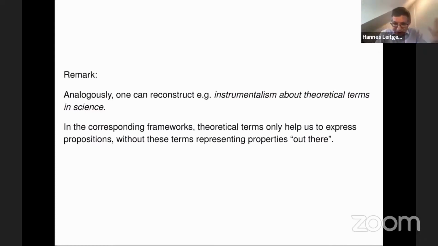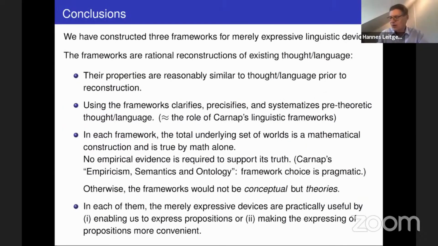But in the same way as with the necessity operator, I can now give you a way of making more precise what it means that if you're an instrumentalist about theoretical terms, you want to say that theoretical terms only help us to express propositions, but these terms don't represent properties out there in the world. It's the same idea. Okay, so let me conclude.